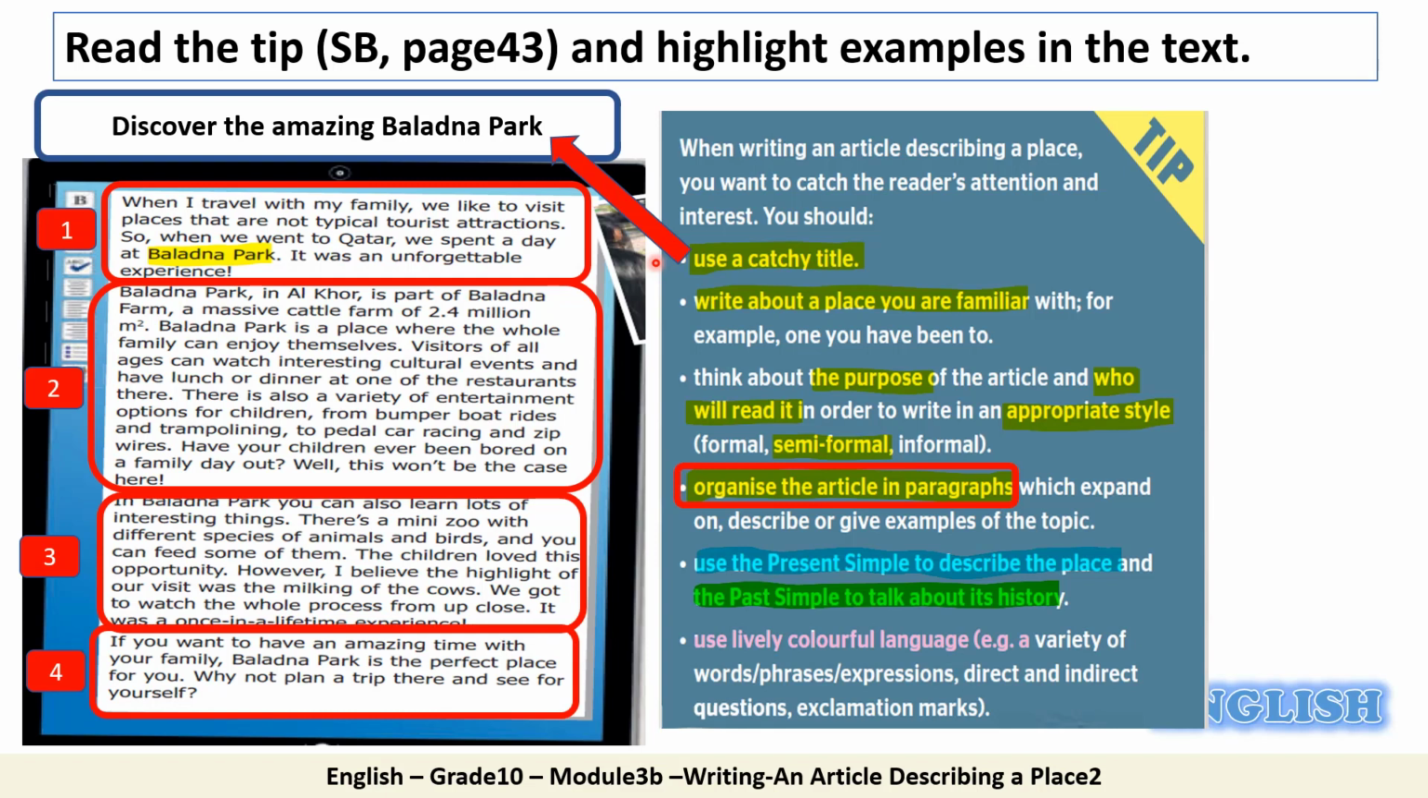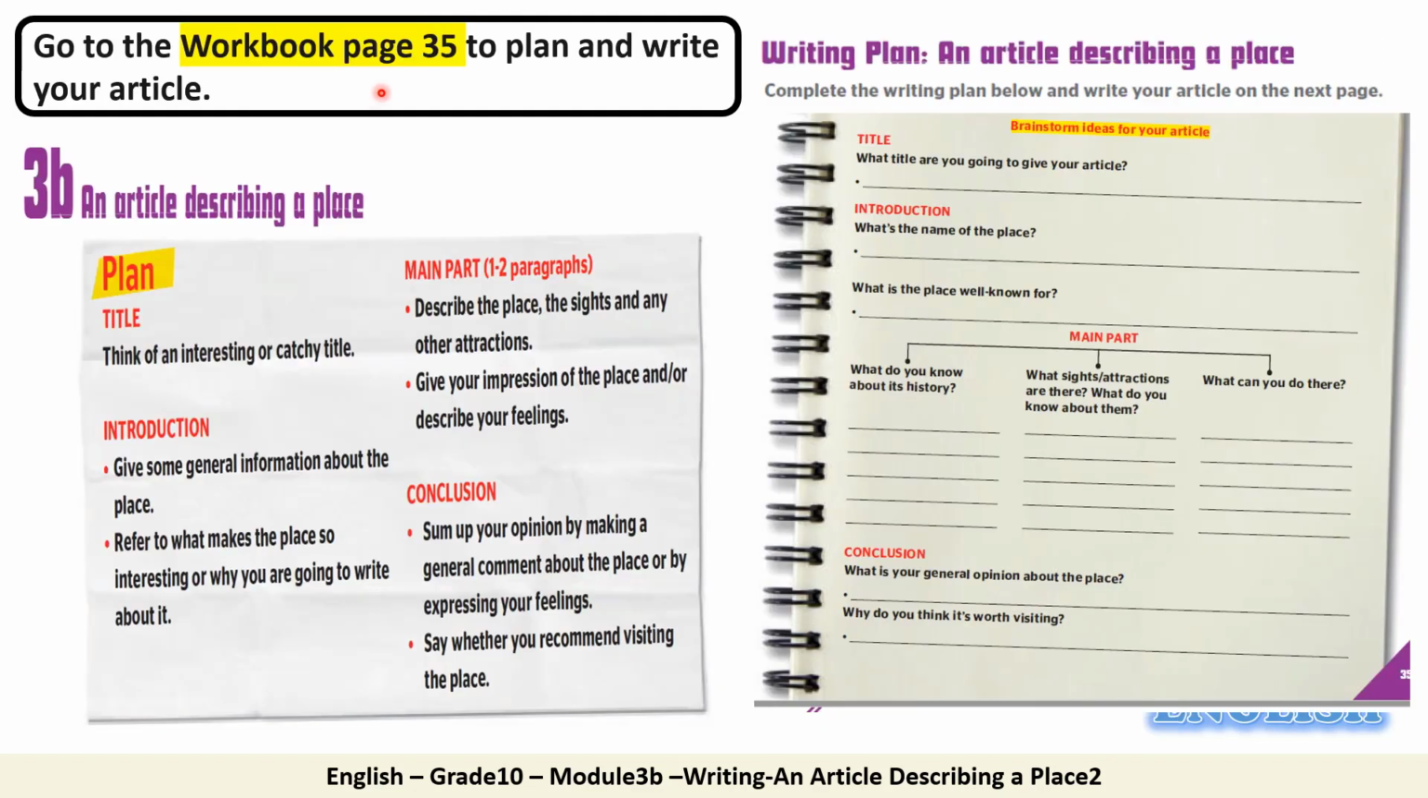You should use the present simple to describe the place. For example, here I have "is" and "is" while describing the place in the second paragraph. You should also use the past simple to talk about its history. You have, for example, "went," "spent," and "was." You must use lively, colorful language. For instance, unforgettable, massive, interesting, and amazing. Now go to the workbook, page 35, to plan and write your article.